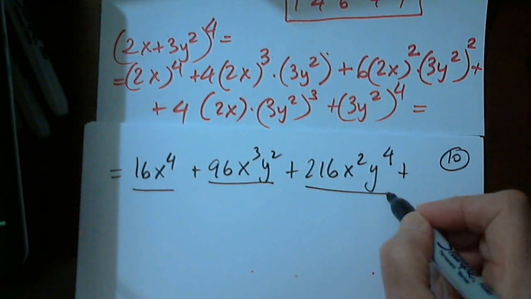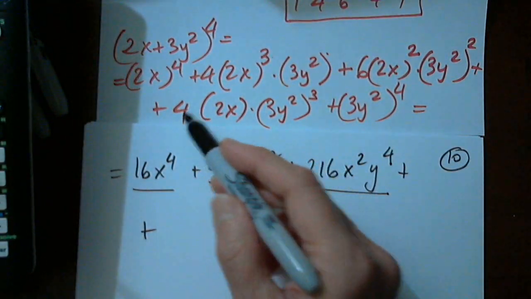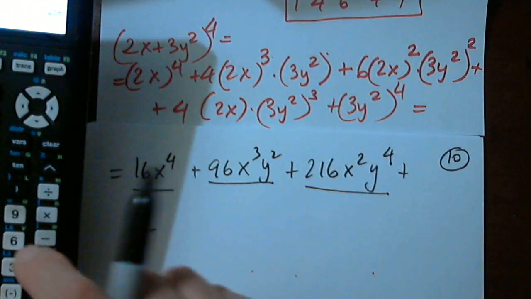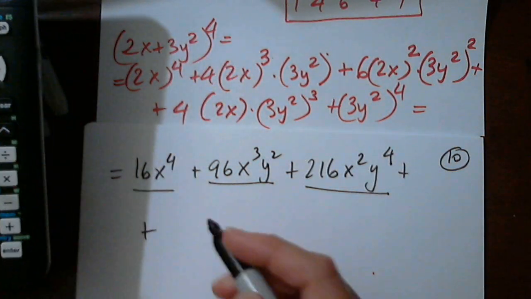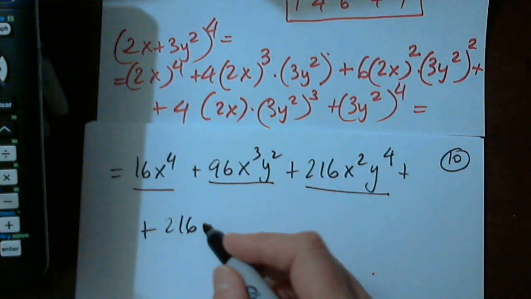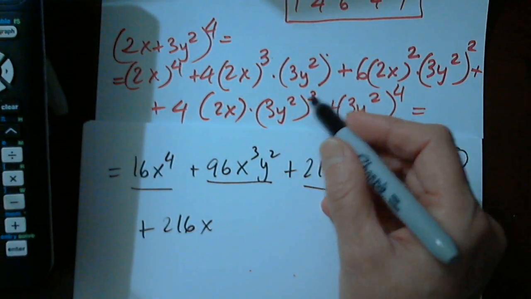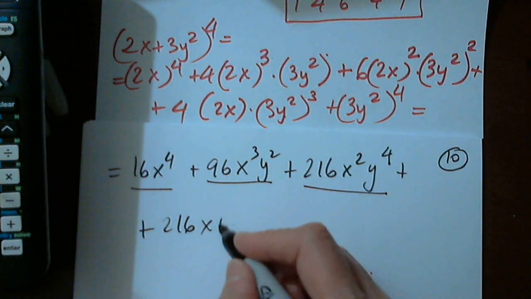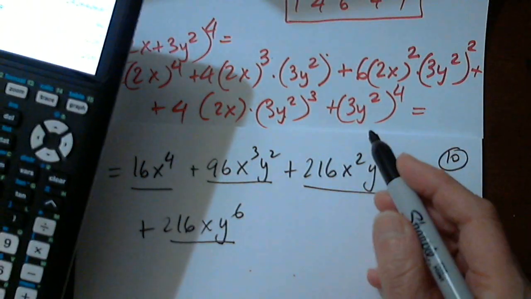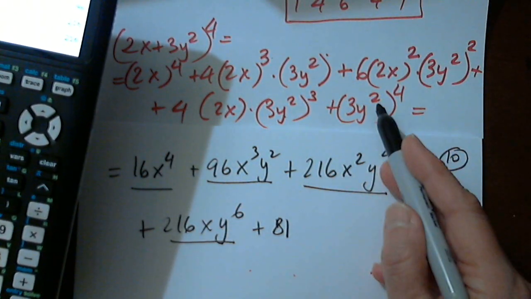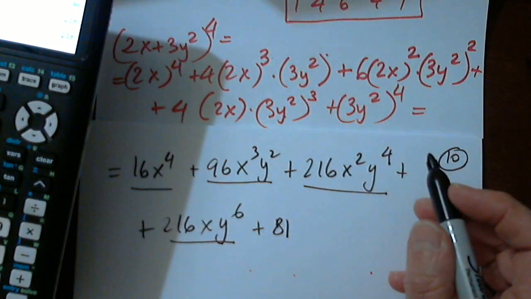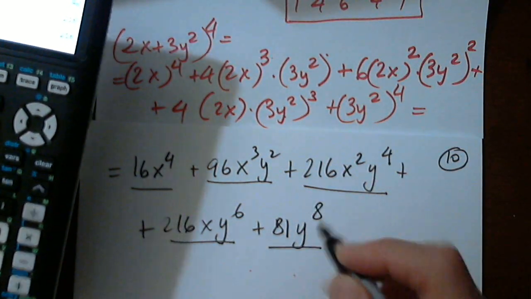Plus, this is carved in stone and it's done. Plus, 4 times 2 is 8. 8 times 3 to the 3rd, which is 27. 216 again. x, y squared cubed, copy the base, multiply the exponents. Carved in stone. Last one, plus 3 to the 4th is 81. y squared to the 4th is y to the 8th. Done.